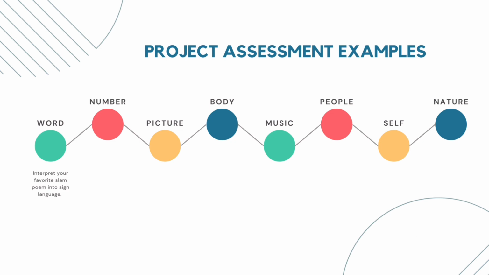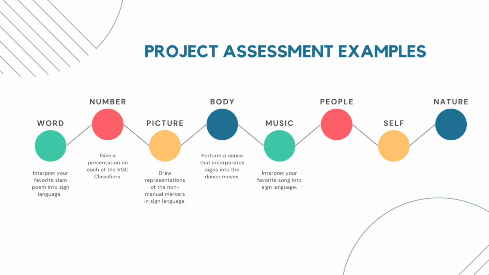Interpret your favorite slam poem into sign language. Give a presentation on each of the VGC classifiers. Draw representations of the non-manual markers in sign language. Perform a dance that incorporates signs into the dance moves. Interpret your favorite song into sign language. Record yourself in a video chat with a deaf friend. Learn how to pray or recite your personal mantras in sign. Compose an ASL poem using VGC to show the beauty of nature.